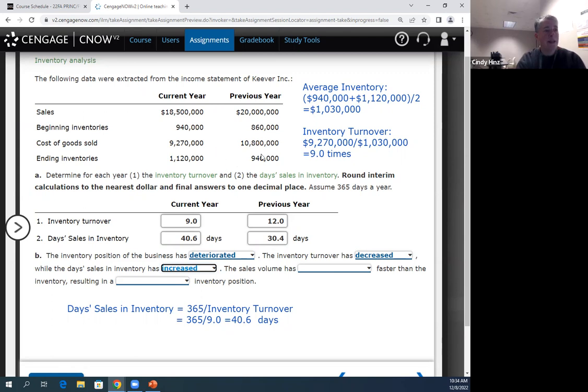Their inventories increased throughout the year. They may have kept ordering from their suppliers or producing, if they're a manufacturer, the same quantity of inventory until they noticed that their sales were slowing down. So the sales volume has declined faster than the inventory, resulting in a deteriorating inventory position. And so all of that helps us see what's happening maybe with this company.